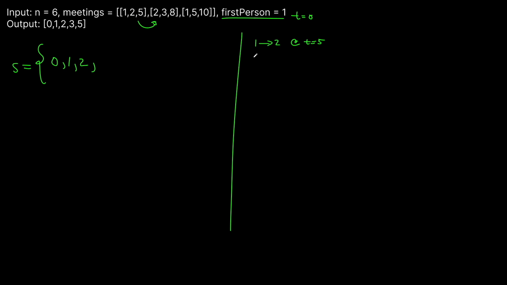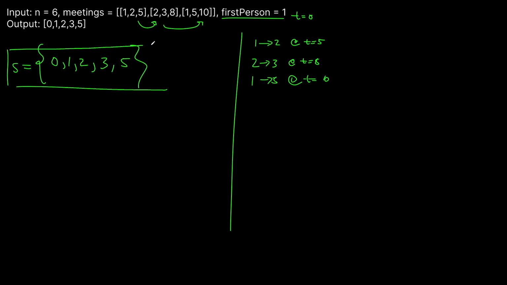The next meeting is between 2 and 3 at time t equals 8. Basically, because 2 has the secret, it was shared with them at time 5, and now it's time 8, so this is a future meeting. That means that person 3 is also going to get the secret. Then the last meeting to happen is between 1 and 5 at time 10, right? Because 1 has the secret, they're going to share it with 5, and therefore this is how we get our answer. But this is quite simple.